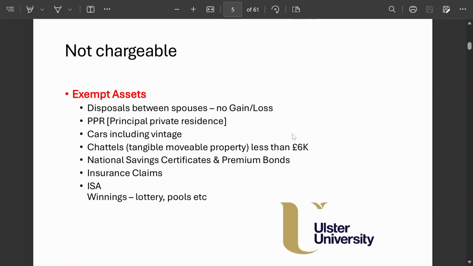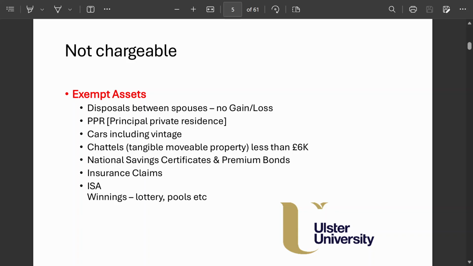Okay, so these are the various types of assets which are exempt. Vintage cars. Very often you get questions on cars. He sold a car. Cars are all exempt, okay? Sometimes they say he sold a vintage car, that's all exempt, okay? Then there's a special rule for chattels, which is any kind of movable property, okay? Tangible movable property less than 6K. Then NSCs and bonds in an individual savings account. If you remember from income tax also, ISAs are exempt, okay?